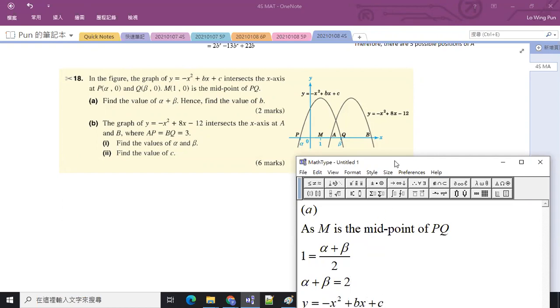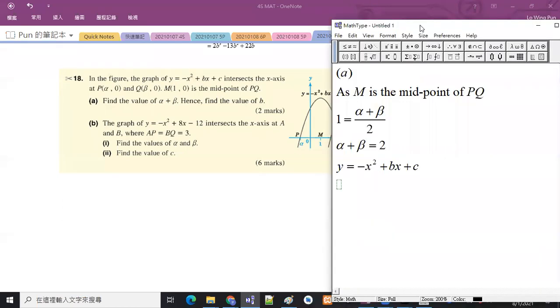Okay, when we put y equals 0, then it becomes 0 equals negative x squared plus bx plus c. And the roots are alpha and beta. So for this equation, our sum of roots can be calculated by negative b over a. That is equal to b.